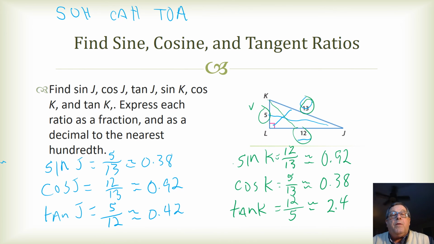All right, well, there we go. We have found sine, cosine, and tangent ratios of two angles in a right triangle. You just got to love it. And if you don't, tough luck.